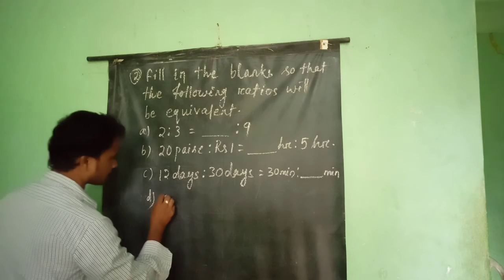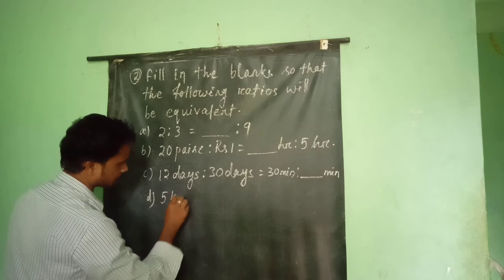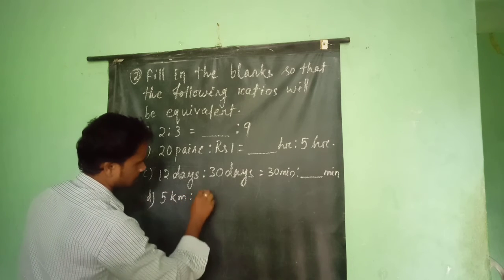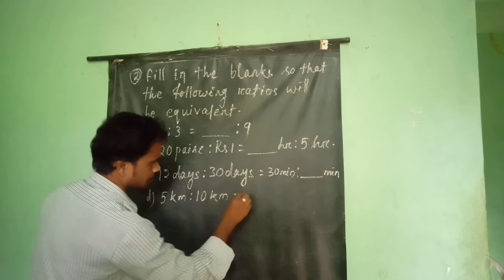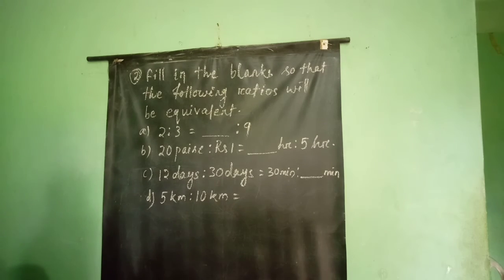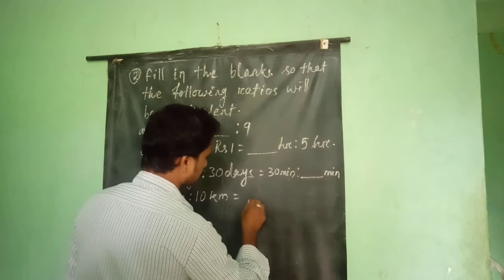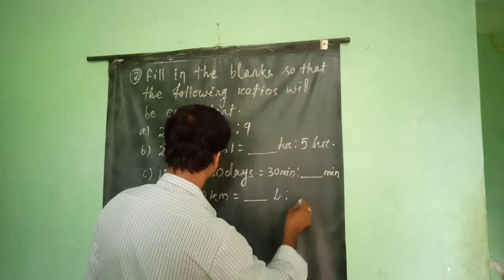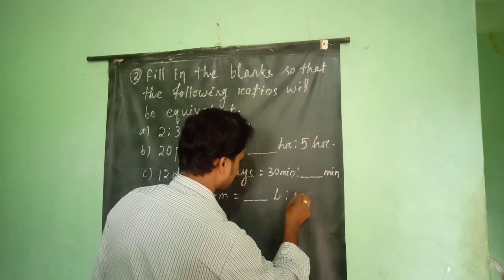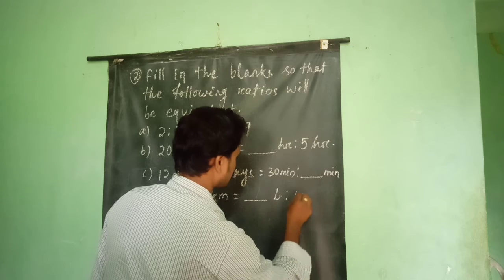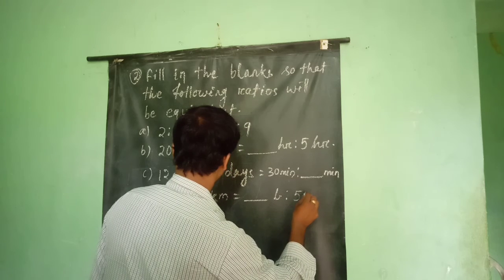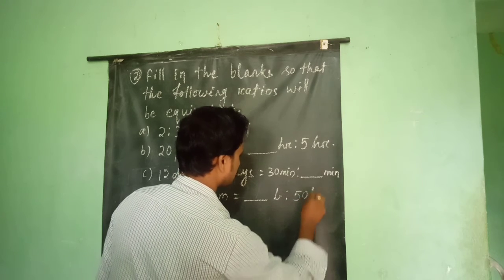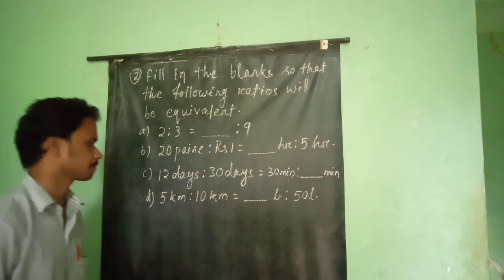Number D, 5 kilometer is to 10 kilometer is equal to dash liter is to 50 liter. Clear?